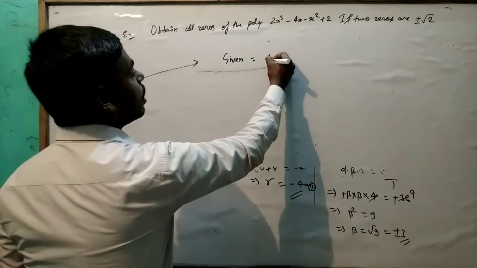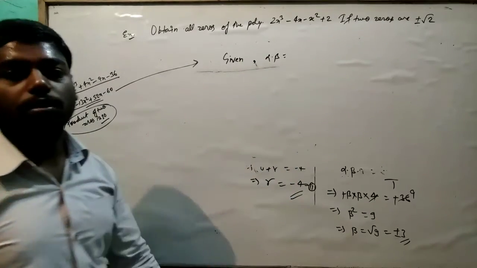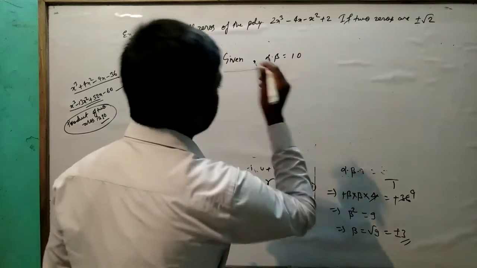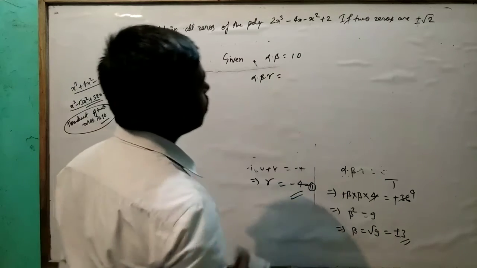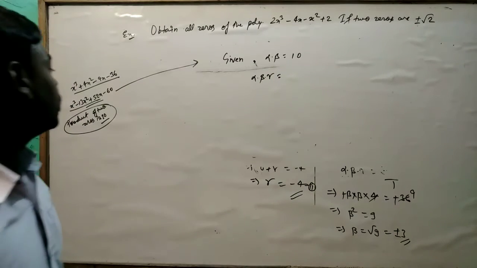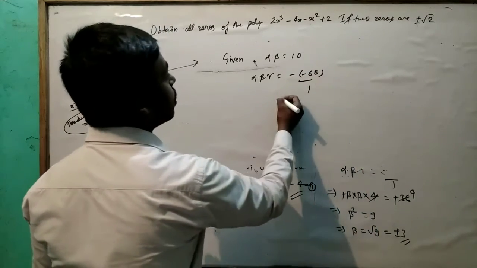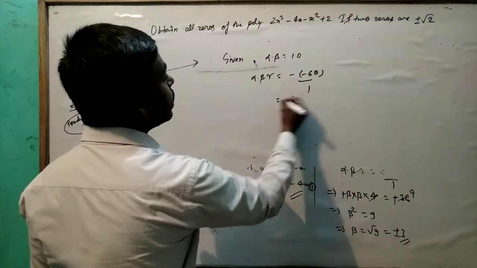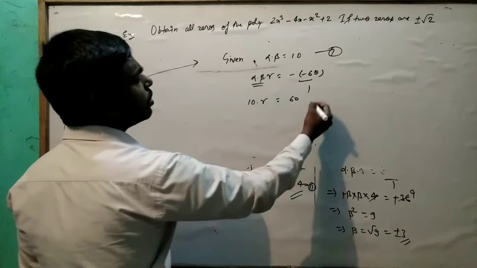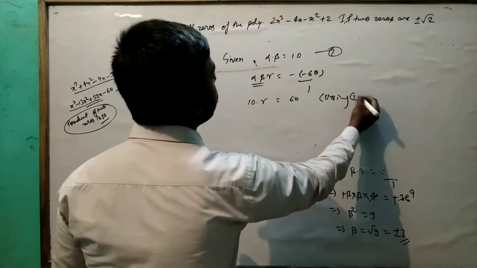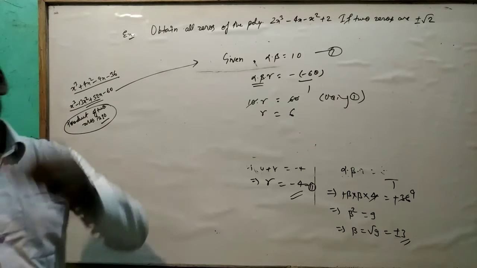Let's say alpha into beta, the two zeros, alpha into beta is equal to 10. We know that the product of zeros is equal to minus d by a, that is minus 60 by 1, so 60. And alpha into beta is 10, so 10 times gamma: 10 6s are 60, gamma is equal to 6.